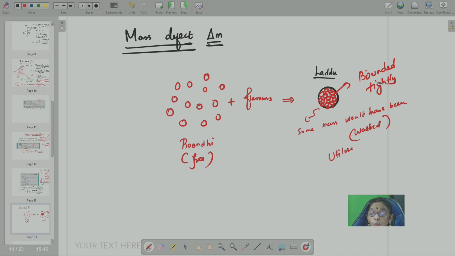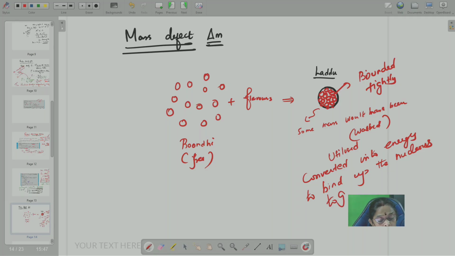What is that? In order to bind all the nucleons together inside the nucleus, some mass would have been utilized or converted into energy. Some mass is converted into energy. Why do we need energy? Energy to bind up the nucleons together. What are nucleons? Proton and neutron. Together inside the nucleus. That is all, children. Very simple. Neutron and proton are called bundi.